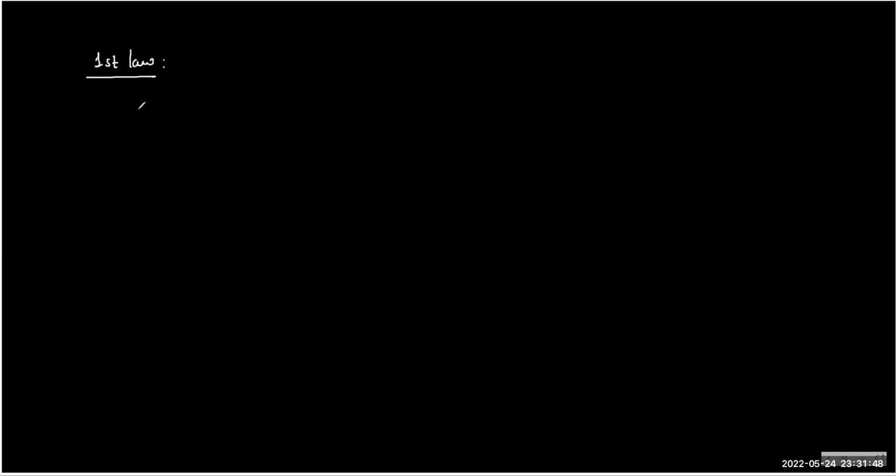So after going through this first law, we can just put it straight away: every planet moves around the sun in an elliptical orbit.